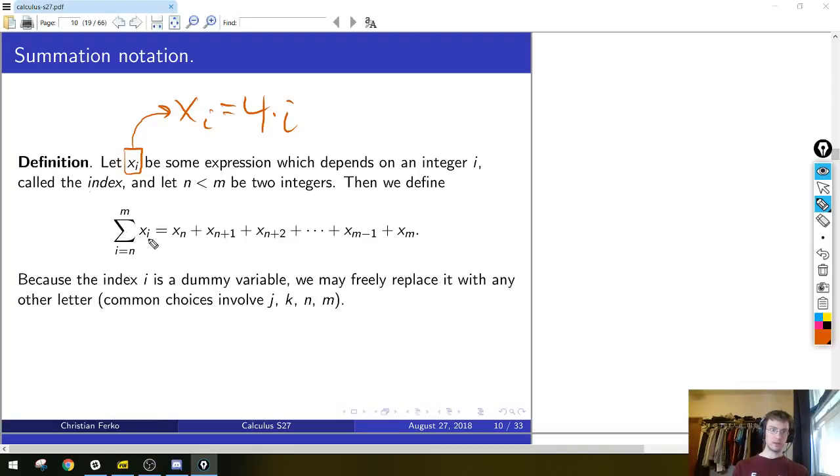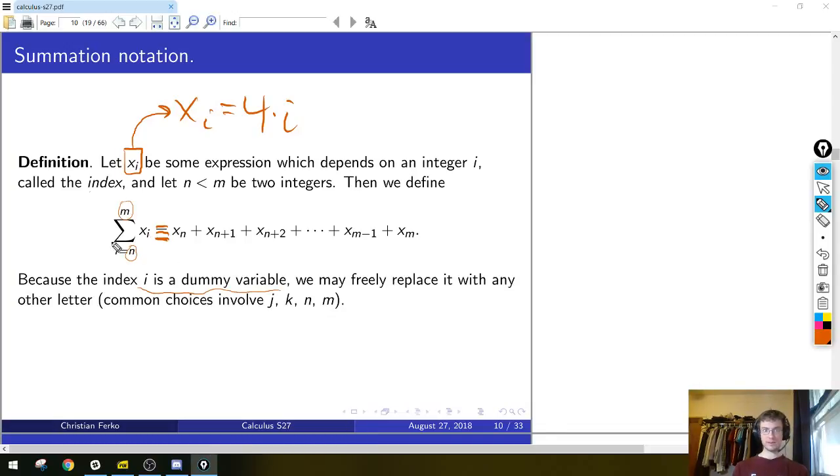Then here's the general definition of summation notation. The sum of x sub i, starting from i equals n and ending at i equals m, is defined as this sum: x sub n, the lower bound, then x sub n plus 1, n plus 2, dot dot dot, m minus 1, up to m. So you just add up all of the terms, plugging in each value starting from n and going up to m. And just to emphasize again, here i is a dummy variable.